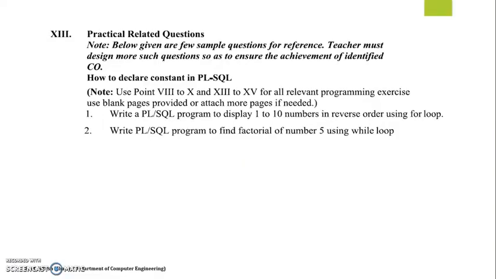So these are some practical related questions that you can perform. We have used the same examples, like displaying numbers 1 to 10 in reverse order. We have used 10 to 20, so you can just change the variable values. Then again, finding the factorial of the number 5 using a while loop, we have calculated using 6. So you can just change that value.